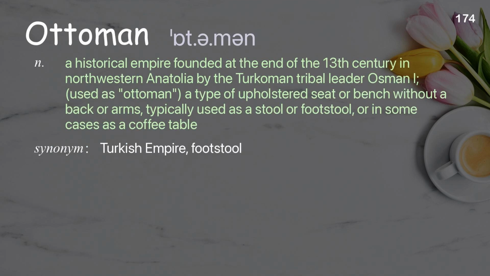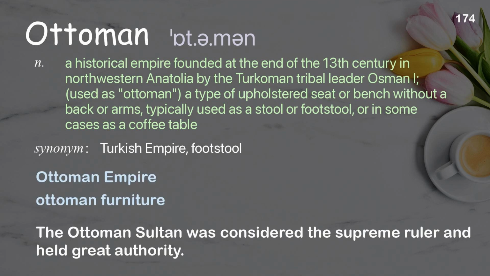Ottoman. A historical empire founded at the end of the 13th century in northwestern Anatolia by the Turkoman tribal leader Osman I; used as ottoman, a type of upholstered seat or bench without a back or arms, typically used as a stool or footstool, or in some cases as a coffee table. Examples: Ottoman Empire. Ottoman furniture. The Ottoman Sultan was considered the supreme ruler and held great authority.